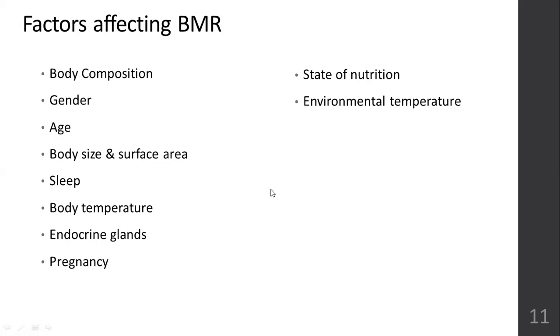Then environmental temperature. The lowest metabolic rate is observed in environments which have a temperature of around 26 degrees Celsius. And high metabolic rates are found in environments above or below this 26 degrees Celsius. So people who live in extreme cold climate and extreme hot climate have a higher BMR as compared to people who live in environments around 26 degrees Celsius. Their BMR is lower.